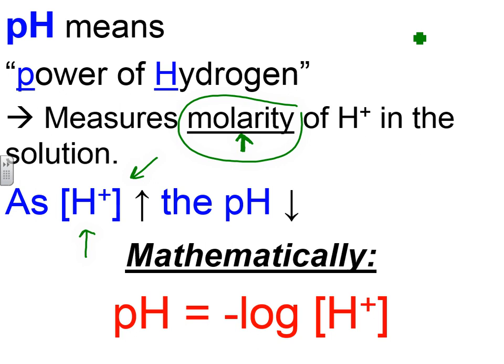pH equals negative log of H+. So this is actually a mathematical operator; every scientific calculator should have a little log button. Now you'll have to put a negative in front of it, because as you'll see, logs of small numbers will give you negative values, so you'll have to cancel that out with this negative in front for it to make sense. So we'll do an example and we'll point this out.